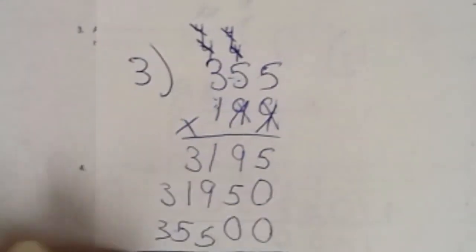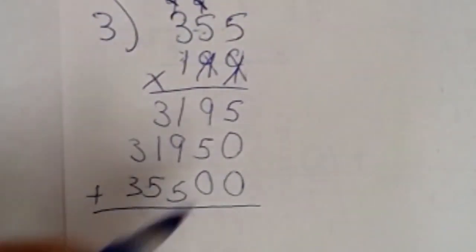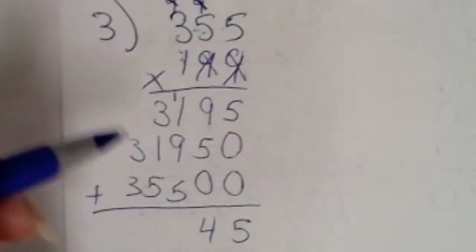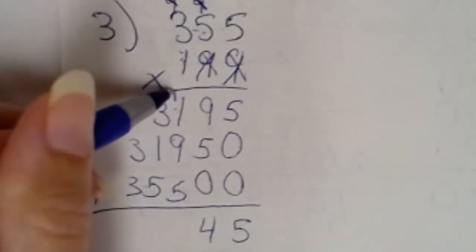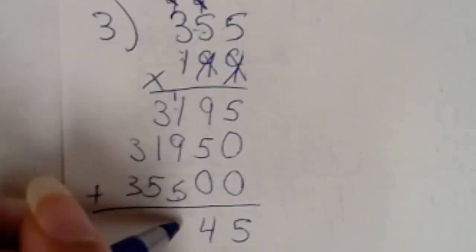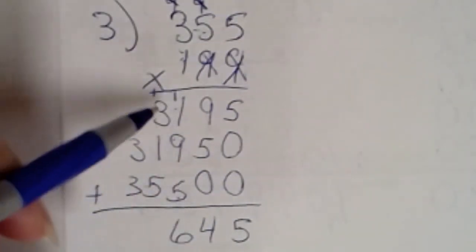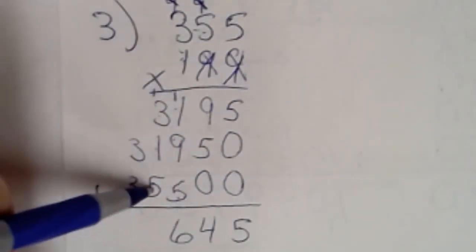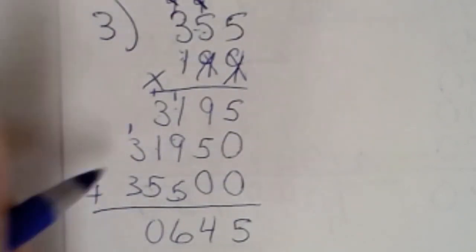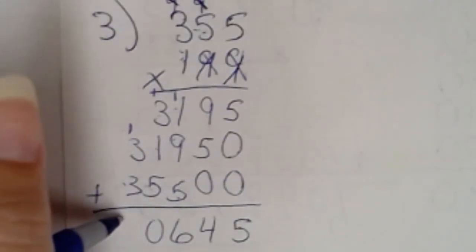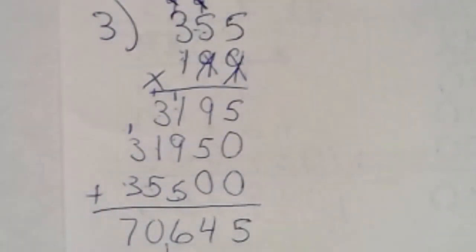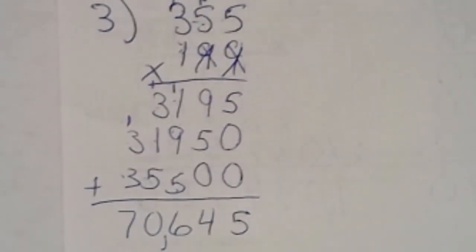We add our partial products. This is 5, 14, 9, 10, 11, plus 5 more is 16. 3, 4, 5, plus 5 more is 10. 3 plus 3 is 6, plus 1 more is 7. 70,645. But we're not done.